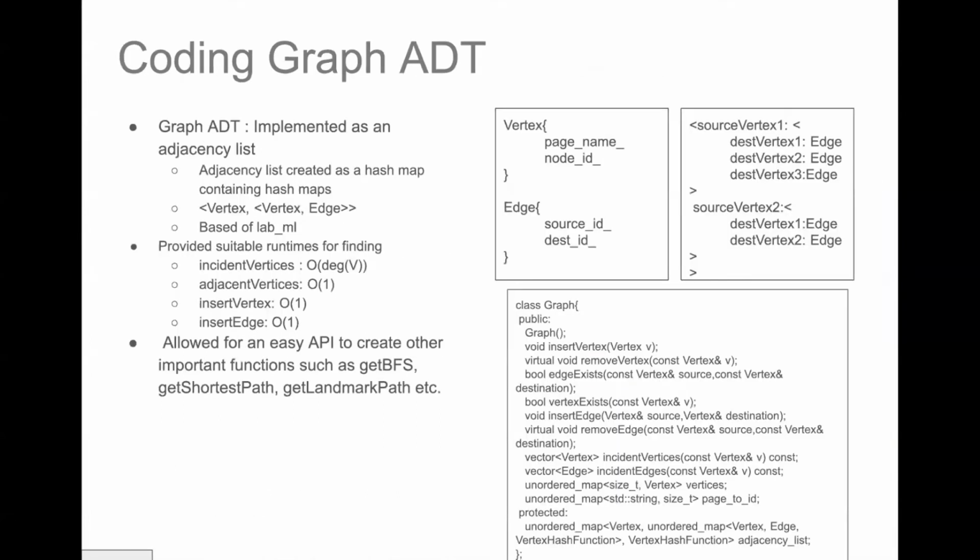So coding graph ADT, we coded the graph ADT as an adjacency list. The adjacency list was basically created as a hash map containing other hash maps. So a vertex would point to another hash map whose key would be a vertex and would have a value of an edge. It was based off of LabML with certain modifications. We did that because it provided us suitable runtimes for our most important four functions: incident vertices, adjacent vertices, insert vertex, and insert edge. It also allowed for an easy API to create other important functions such as get BFS, get shortest path, get landmark path.